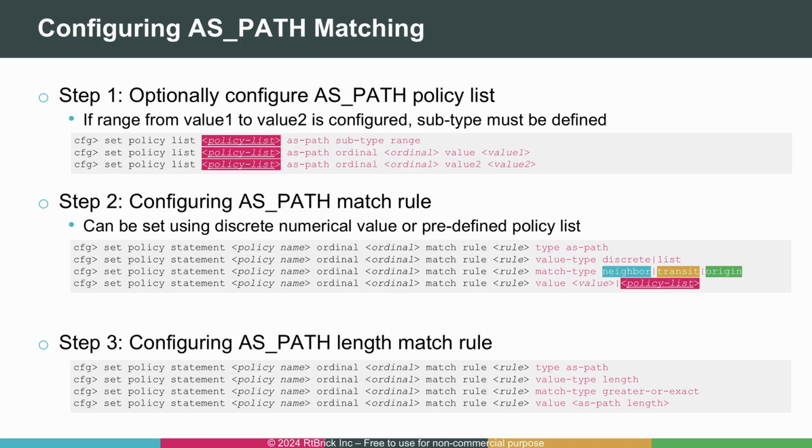Let's briefly summarize the configuration steps from this demo. To simplify match rules, we can use policy lists of the AS path type to define which AS numbers should be matched. Ranges can also be specified. Here, value 2 sets the end of the range. Beyond the familiar match types exact, exist, and regex, AS path matching also supports neighbor, transit, and origin. Values can be provided either as individual AS numbers or as policy lists. Additionally, policies support matching based on AS path length, using an integer combined with a numerical relation.